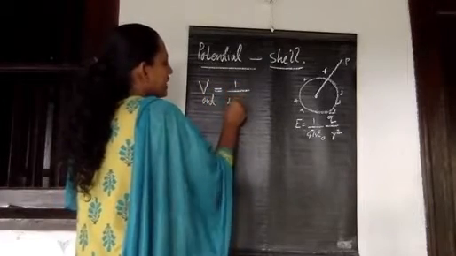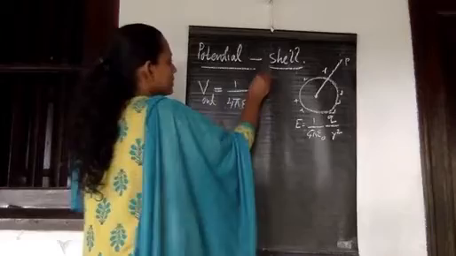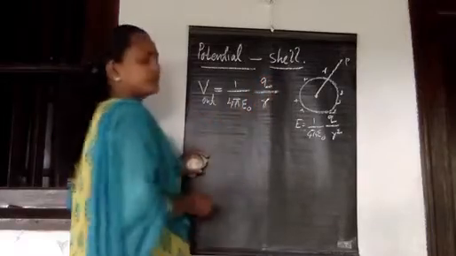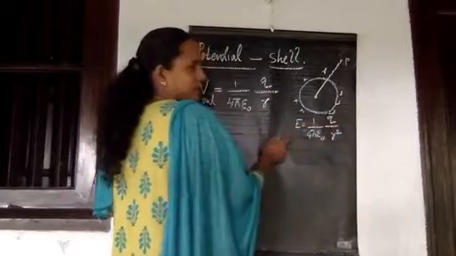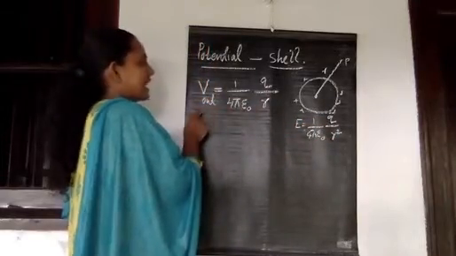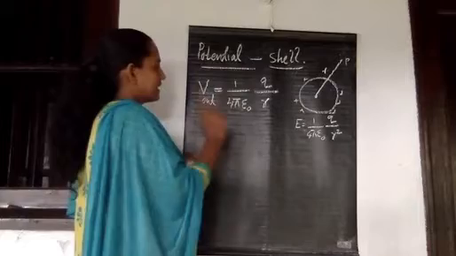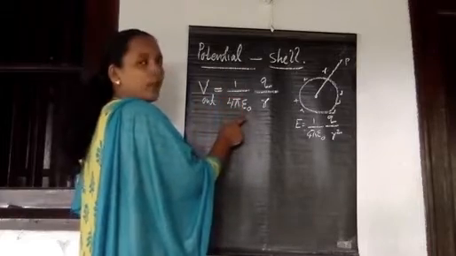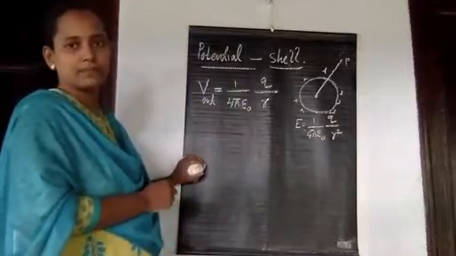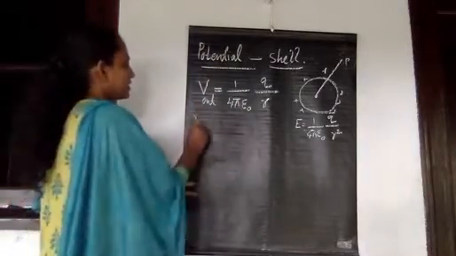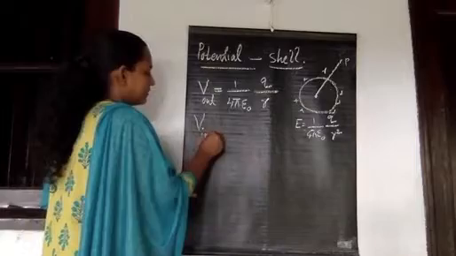So the potential V outside a shell is just equivalent to the potential due to a point charge, that is 1 by 4 pi epsilon 0 q by r. The electric field is equivalent to that due to a point charge. Therefore, the potential outside a spherical shell is equivalent to the potential due to a point charge, 1 by 4 pi epsilon 0 q by r. And then what is the potential inside a spherical shell?